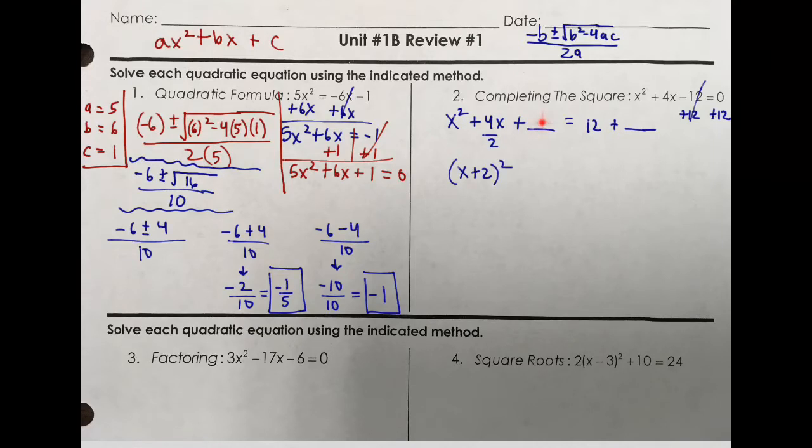Remember how we get this blank is we take this number and we square it, but it's always going to stay positive no matter what this is. That's why we have our plus blank there, and that's what's going to fill in these 2 blanks. So 2 squared is 4.